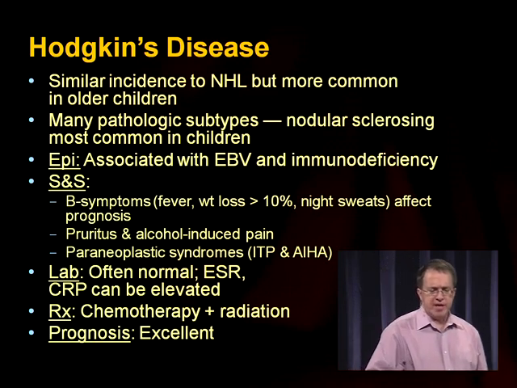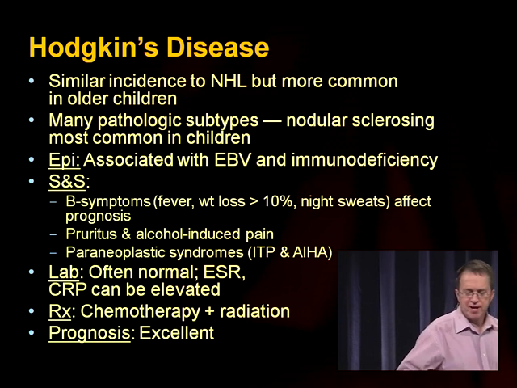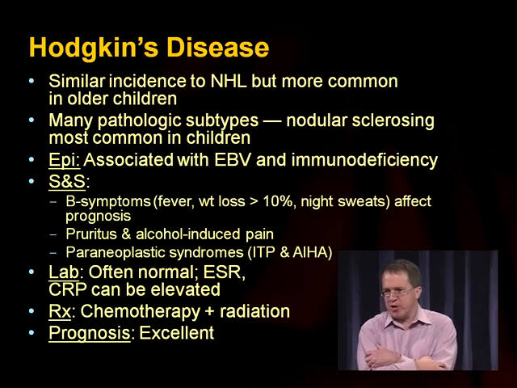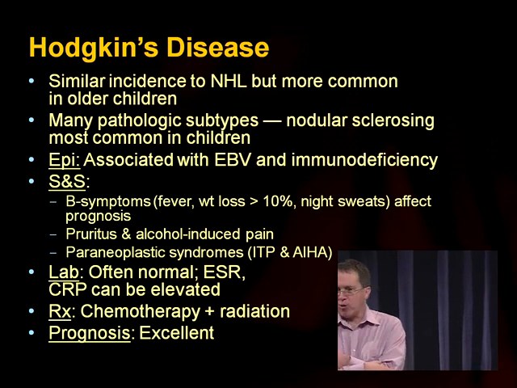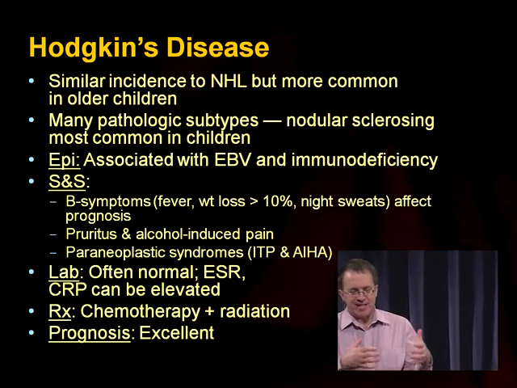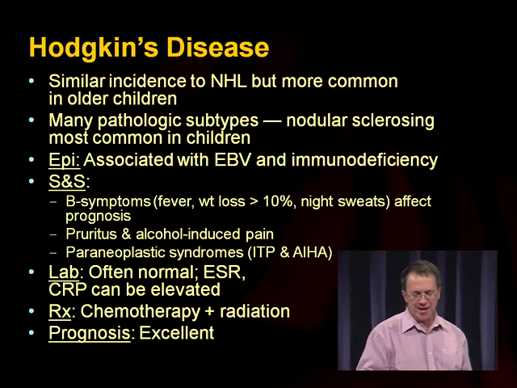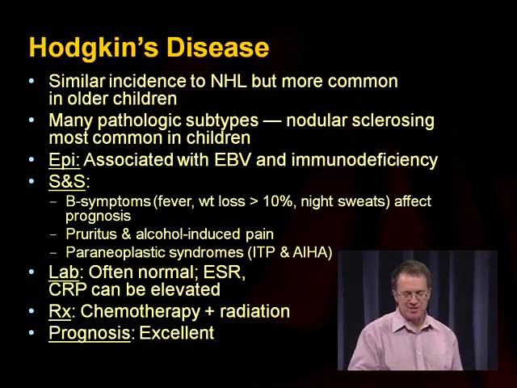Hodgkin's, about the same incidence, many pathologic subtypes of which you need to know nothing, associated with EBV and immunodeficiency. B symptoms. It's a classic kind of medicine pimping question, but I so like it that I just included it. It can present with itching and alcohol-induced pain. Hopefully that's not something that we see with our patients too much, but it is kind of a classic medicine question. But what is interesting is they can also present with strange paraneoplastic syndromes, including ITP or autoimmune hemolytic anemia, AIHA.